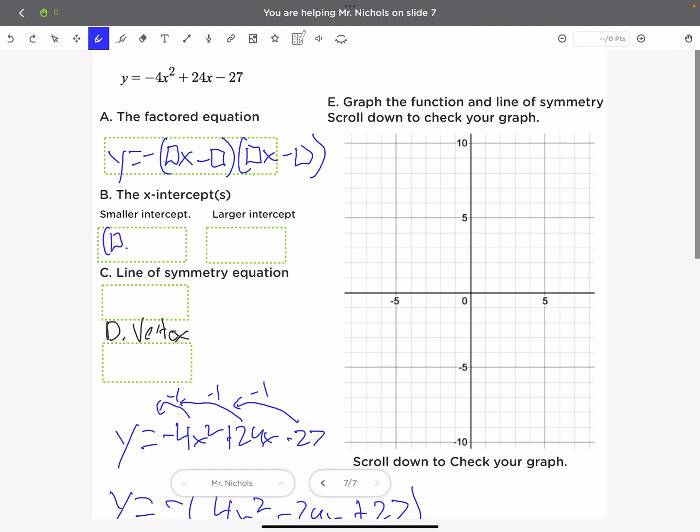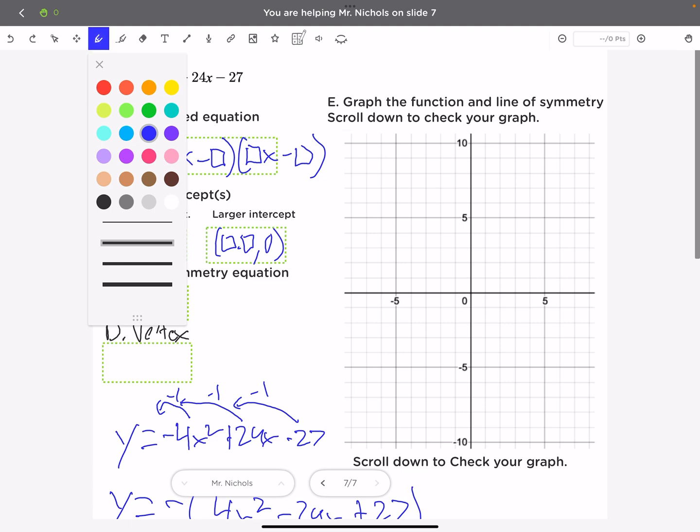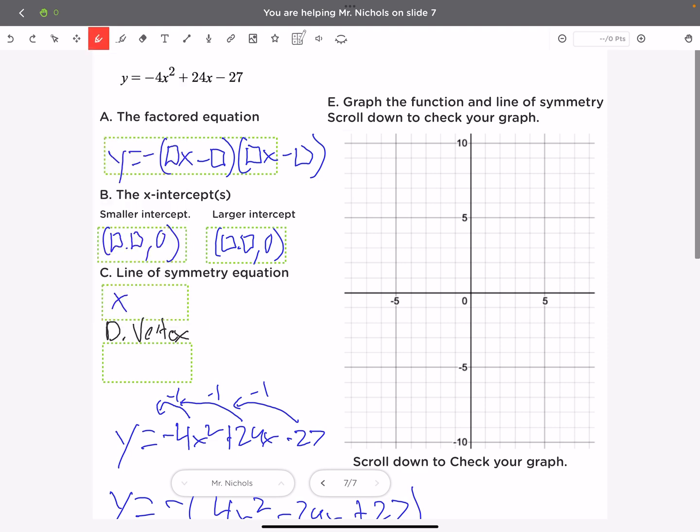Now, in this case, you could have a decimal or a fraction. So it makes it, right, for your intercepts. The line of symmetry is going to be between them. And this one, it is a case where it should be a whole number. It should not be a fraction. So it should equal some whole number value.